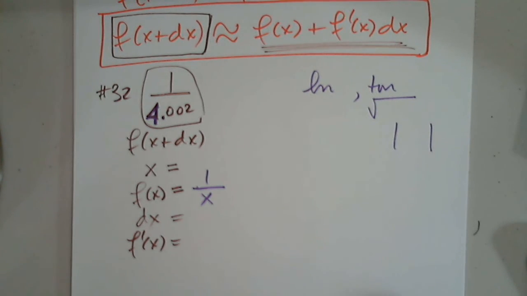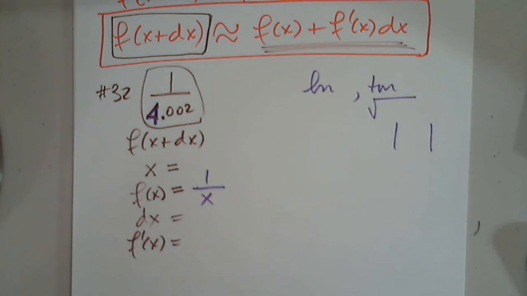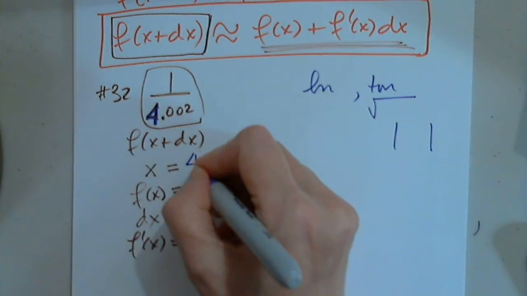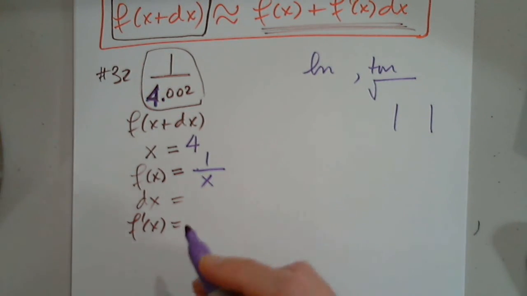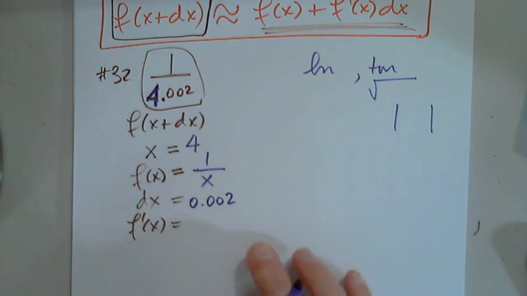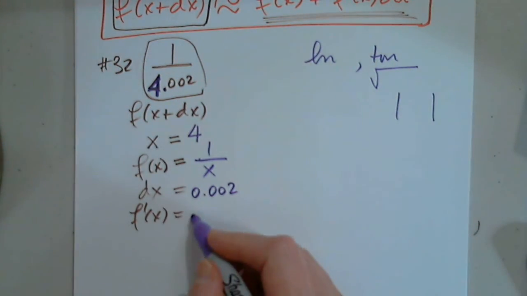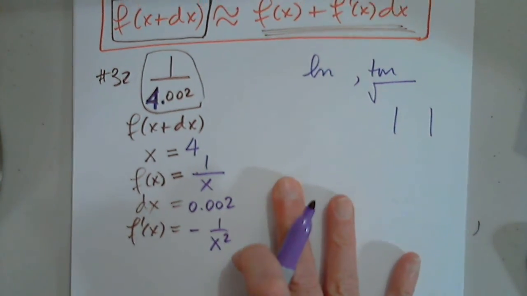Perfect. So now we have to identify x. Now I'm looking at the number. I'm done with the function. I know what the function is. But what do you think x is? 4. Just 4. What do you think the error is? 0.002. Perfect. What is f prime? We know it's negative 1 over x squared. We have everything we need.